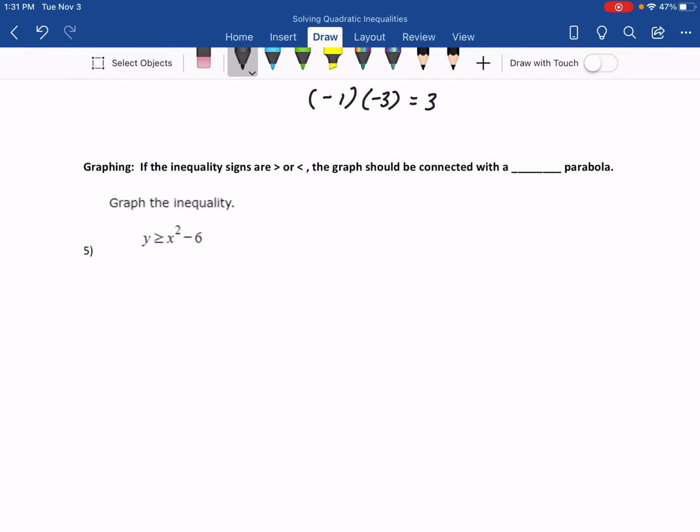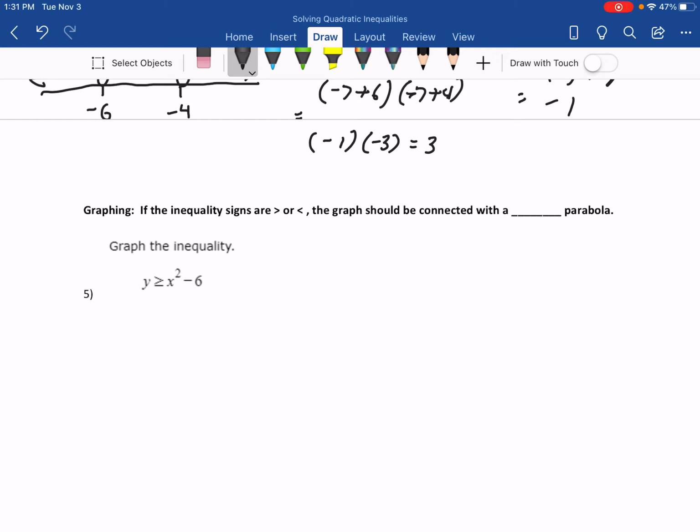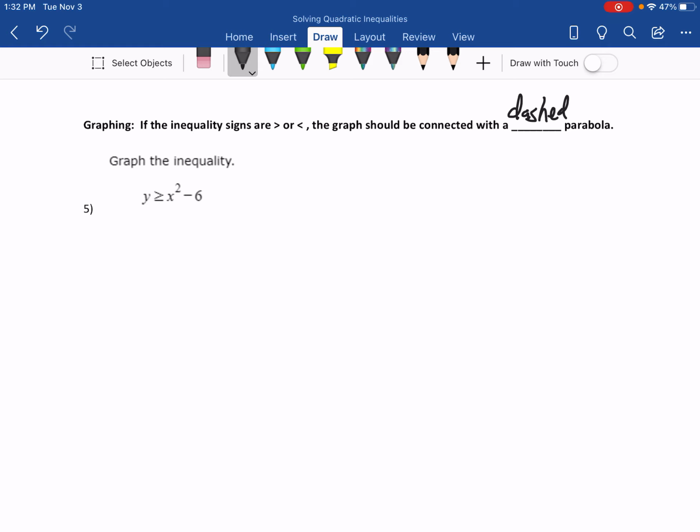Okay. Now we want to graph inequalities involving parabolas. So I want to graph y greater than or equal to x squared minus 6. The only issue is we need to look out whether we have the equal sign. Just like before, if we had the equal sign, it was a closed circle. If we didn't have the equal sign, it was an open circle. Well, if the graph has an equal sign, it's a regular connected parabola. If it doesn't have the equal sign, if we just have greater than or less than, the graph is going to be connected with a dashed parabola.